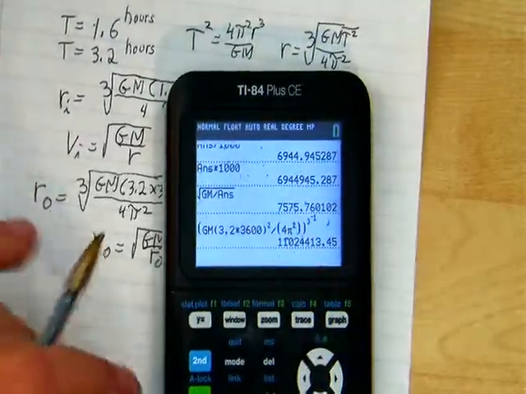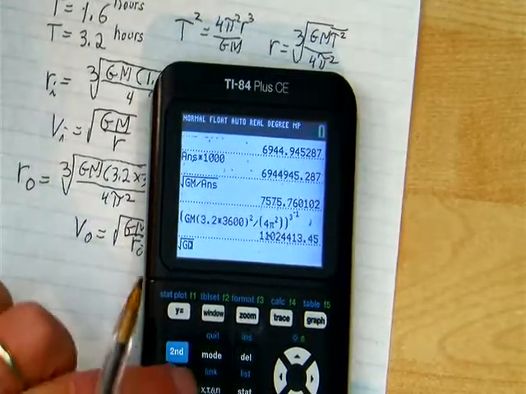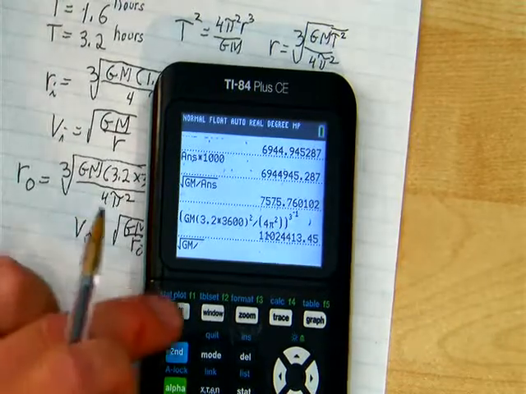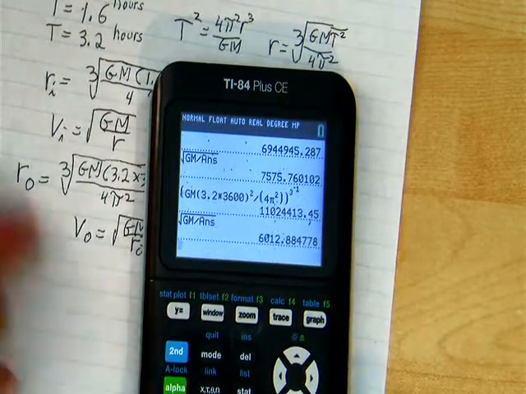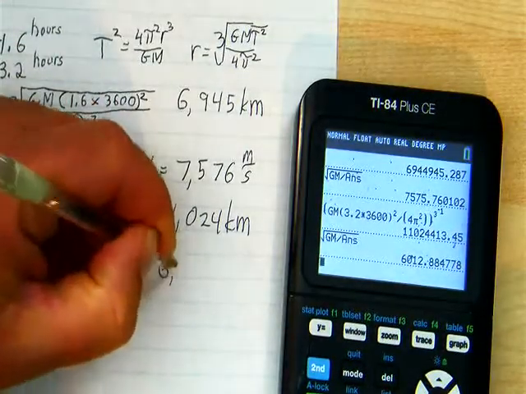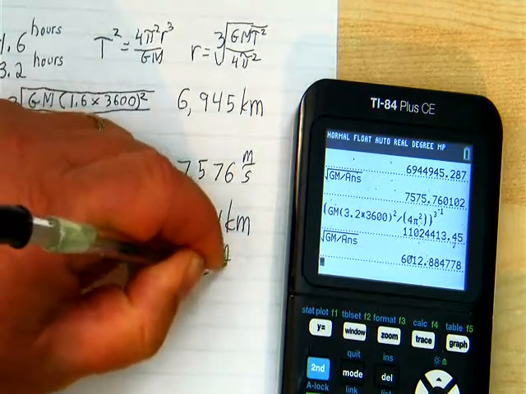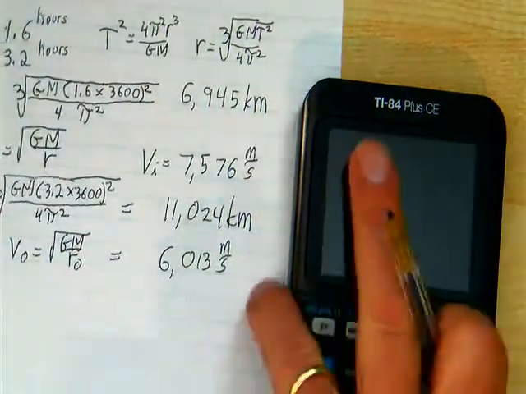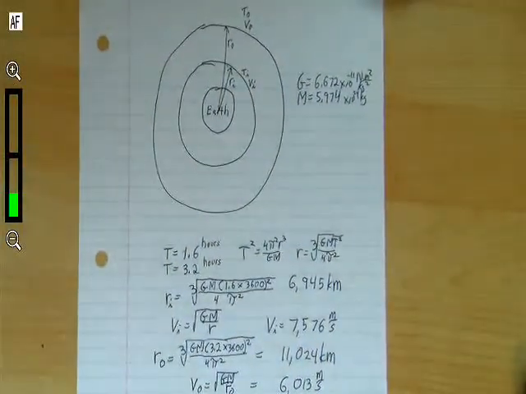For the velocity, that would be the square root of GM divided by this answer, enter. Again, a totally reasonable looking number, 6,013 meters per second. Nice. What do I do with this information?